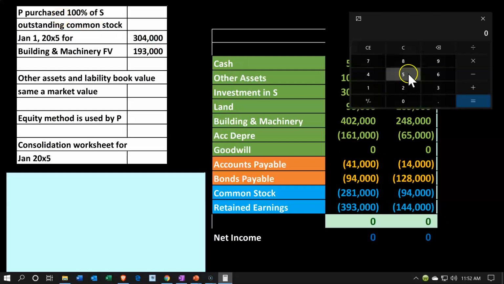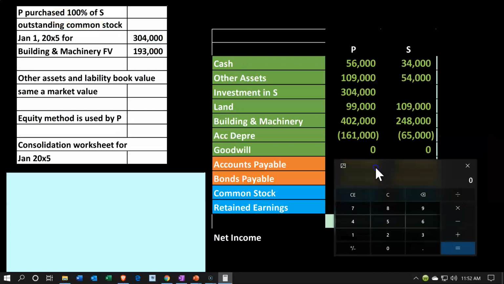If I take a look at the book value of the machinery, it's the 248,000 minus the 65,000, and that gives us the 183. And we, of course, are saying that it's worth now 193. So the fair value is now different. That's something that we haven't seen in prior problems. So 193 minus 183 is, of course, 10,000. So the fair value is going to be 10,000 higher than the book value.